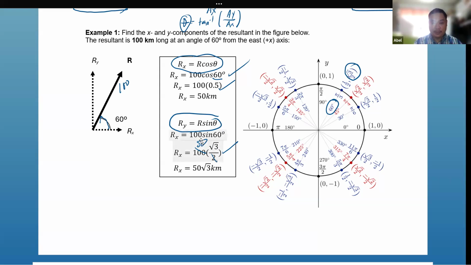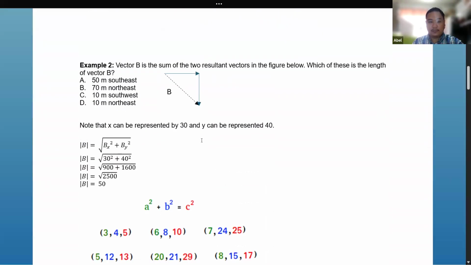Now, most of the time in the examinations, it will be left with square roots. So the choices will have square roots. Now, let's look at our next example.